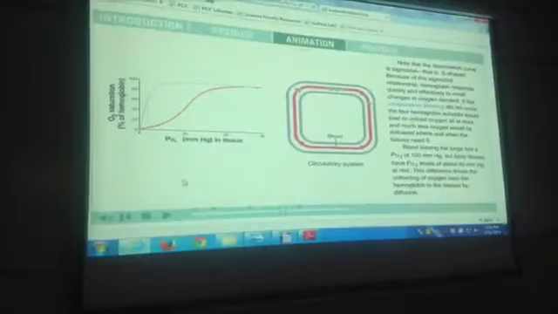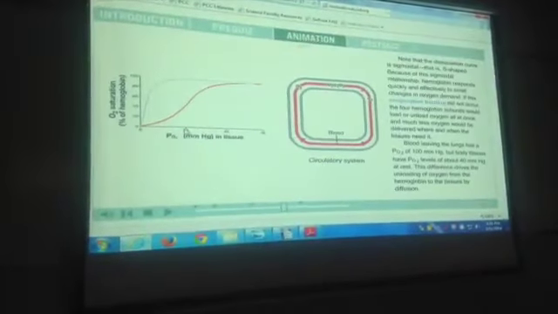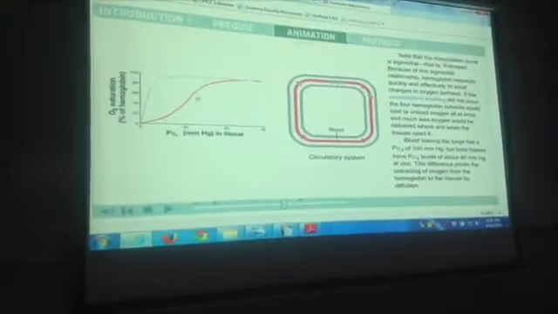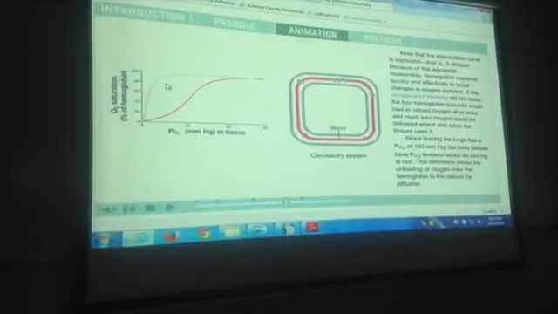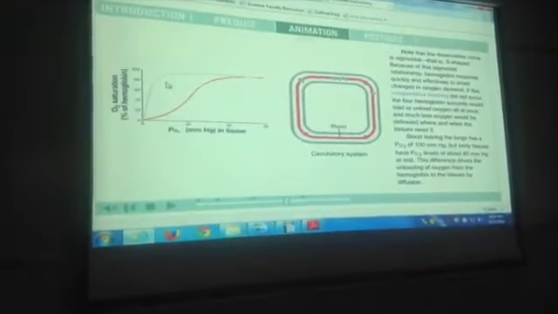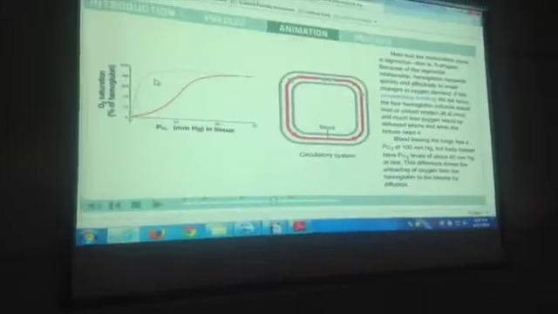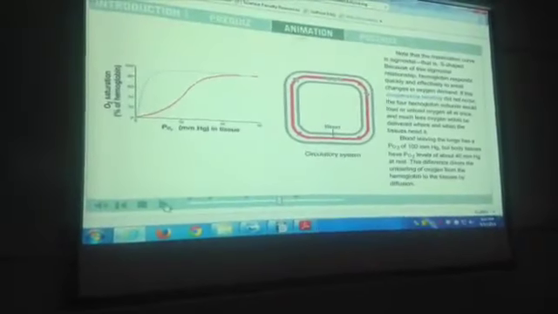So remember the purpose of that curve is to tell the blood how much oxygen to give to whom. So if I didn't have that curve, you just dump it all in the first organ you saw, and then everybody else suffers. Right? So your toes would always be blue. So let's review that curve.